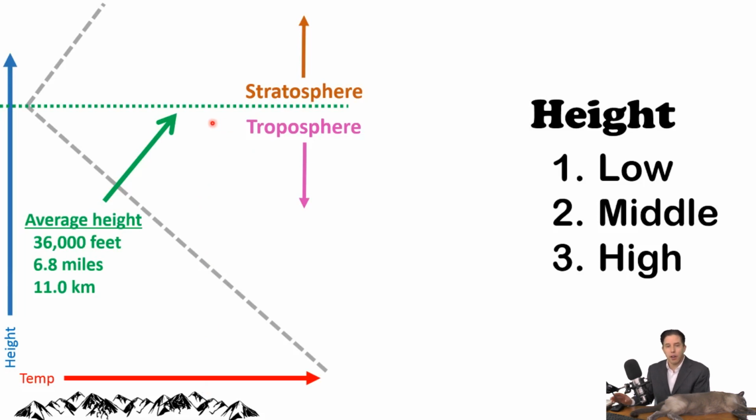Now, this actual height up here, it depends on where you live. It depends on the time of year. On average, it's about 11 kilometers high. For New Mexico in the summer, it's going to be quite a bit higher than that, maybe 15 to 20 kilometers high.